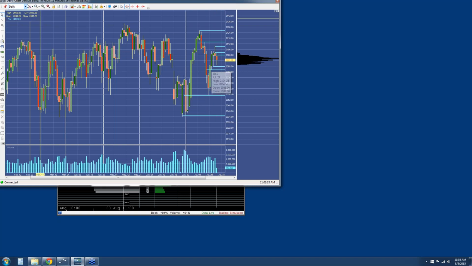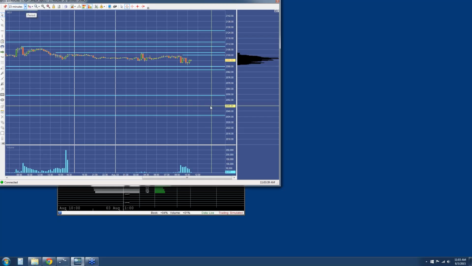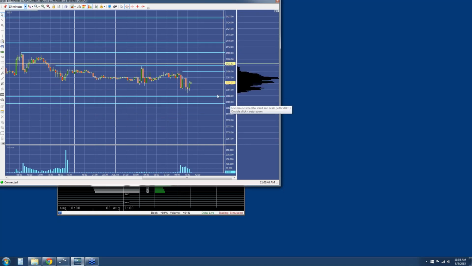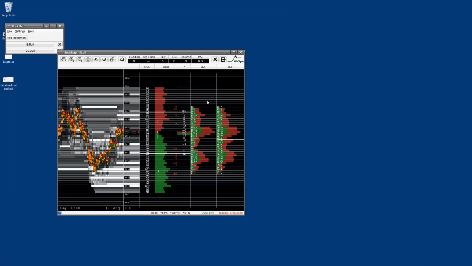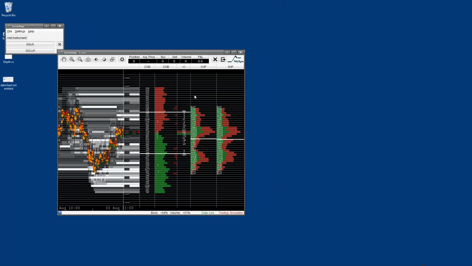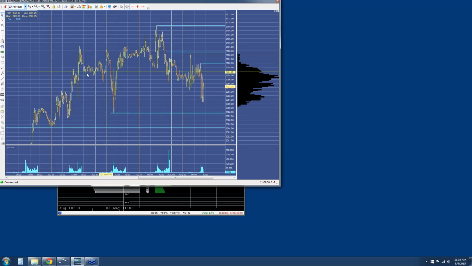Let's drill into the 15-minute chart and see what we can get there. Let me center this a little bit. All right, so here's that wick that we were looking at from Friday, and then you can see the overnight here, a quick move up but then right back down.